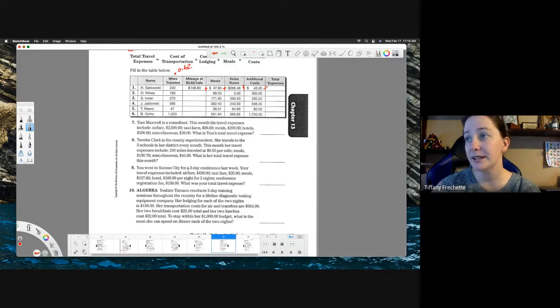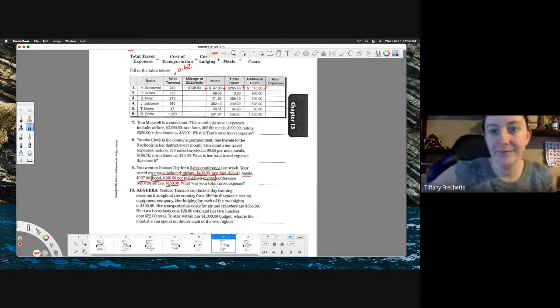So you went to Kansas City for a 3-day conference last week. Your travel expenses include airfare, taxi, meals, hotel per night, and a conference registration fee of $150. So the main thing we have to pay attention to is most of these are just flat fees. We're not going to have to do anything crazy with them. But this says the hotel was $189.90 per night for 2 nights. So make sure you multiply by 2 on that one and then add it in because you stayed for 2 nights.